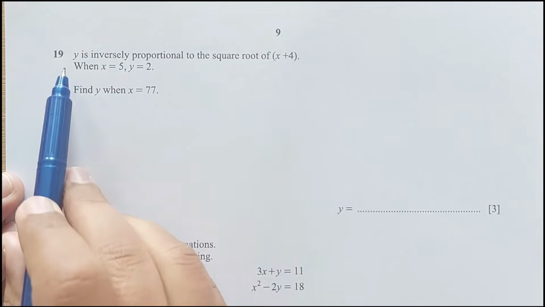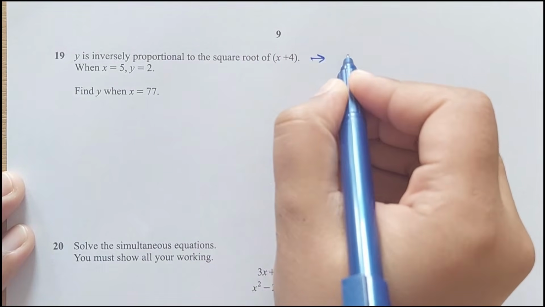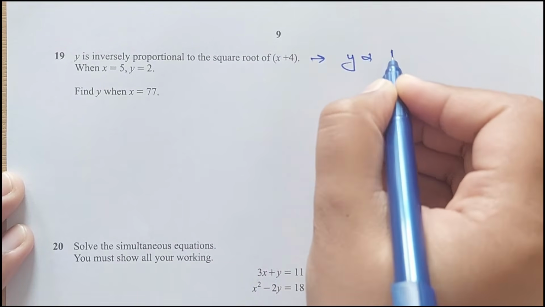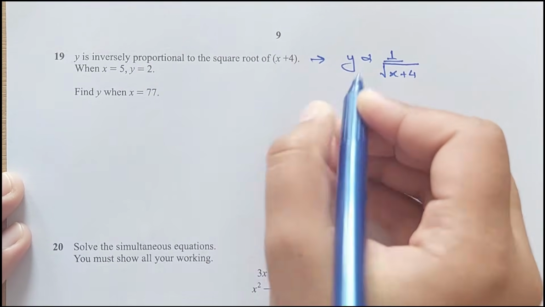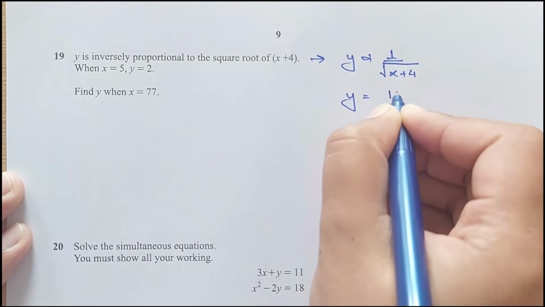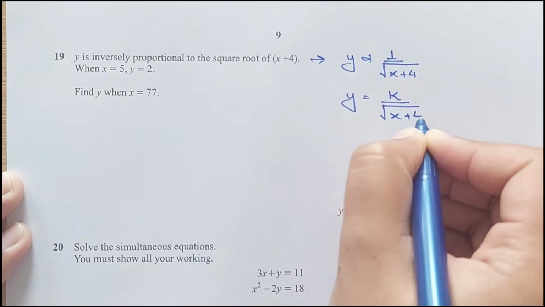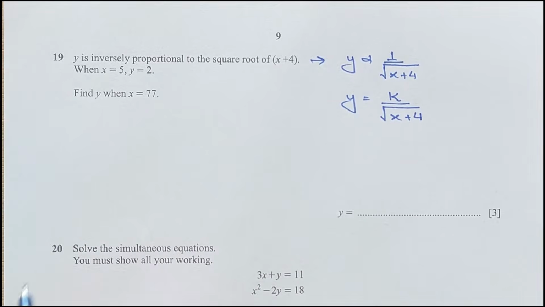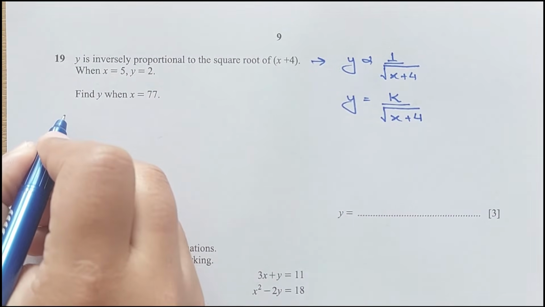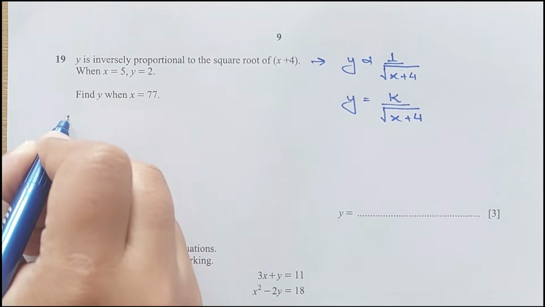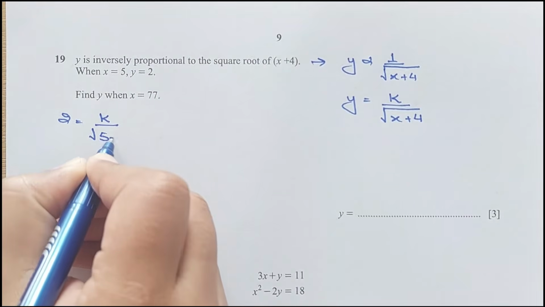Question number 19. Y is inversely proportional to the square root of x plus 4. And from here, y equals some constant k divided by the square root of x plus 4. When x is 5, y equals 2. Let me get the k value. When x is 5 and y is 2, so 2 equals k divided by the square root of 5 plus 4.